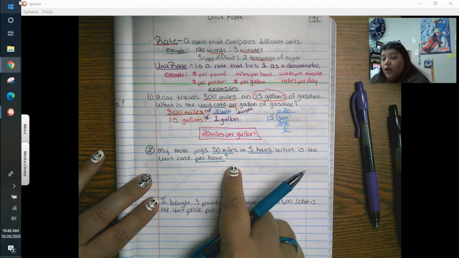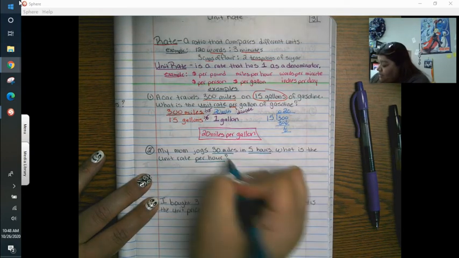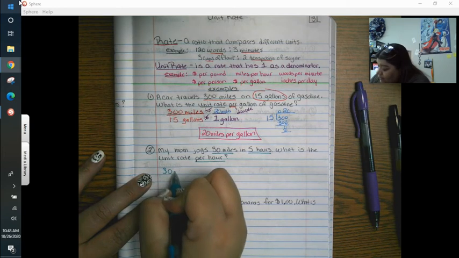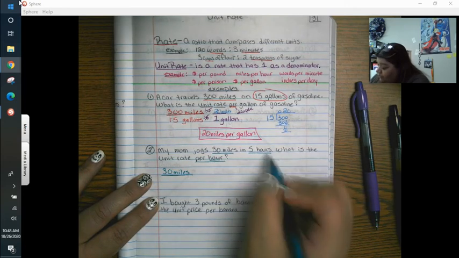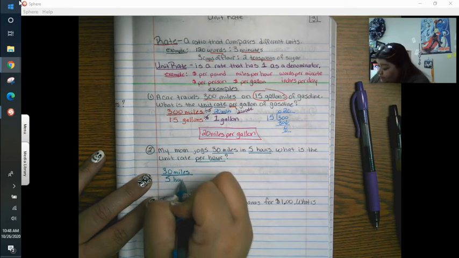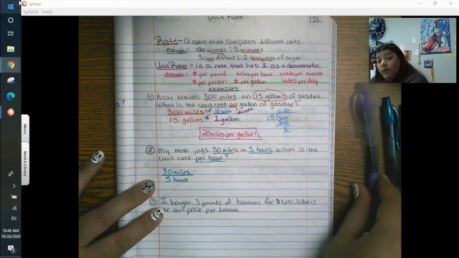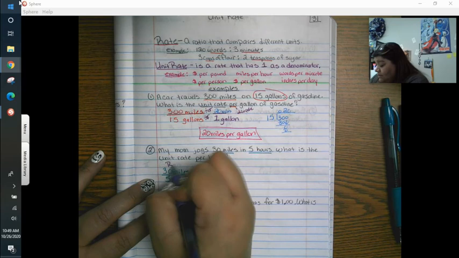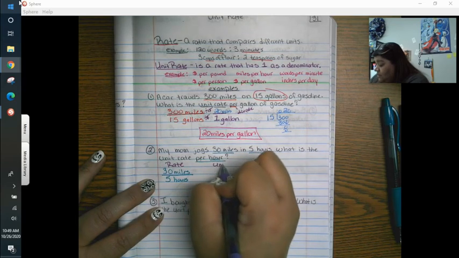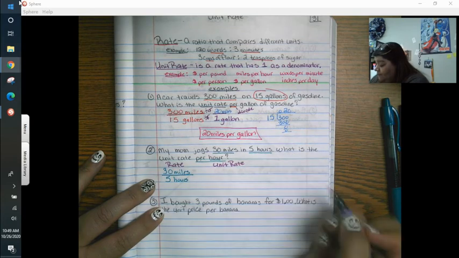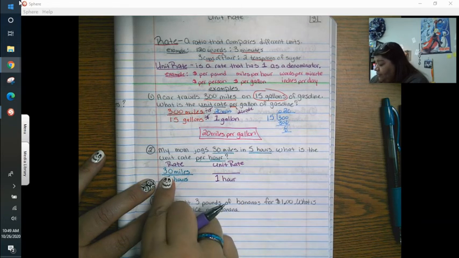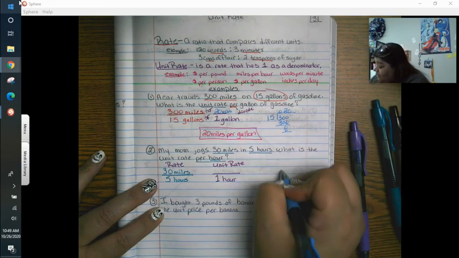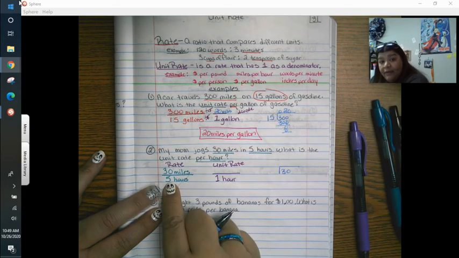So let's write this down correctly. Write it like a fraction so you can see what you're dividing. So 30 miles per, my fraction bar, hour. She went 5 hours. Now they want the unit rate. So this is the rate. They want the unit rate. The unit rate has to have a denominator of 1 hour. So all I have to do is take my 30 miles and divide that by the 5 hours.